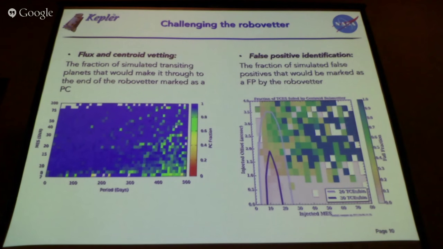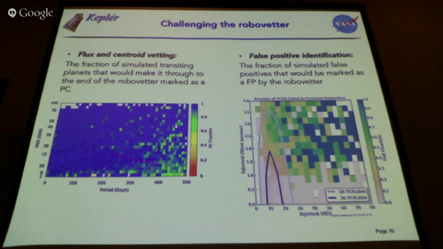So here's just some of the results coming out of that. I'm just going to talk about the fact that we're challenging the robo-vetter, which is what we call the human decision-making replication. So the humans had to make decisions based on both the flux time series and the centroids. Kepler had such precise pointing that you could actually use the centroid information, the center of where the light is falling, to discriminate between real planets and false planets.